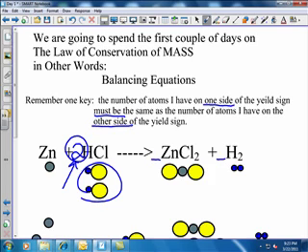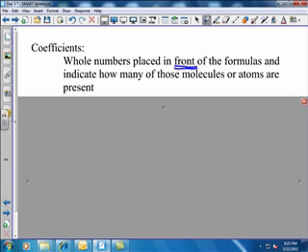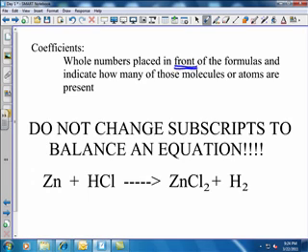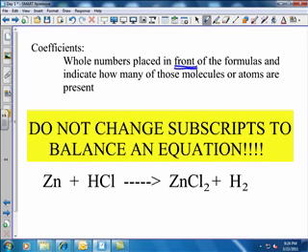And you notice I didn't take this HCl and write H2Cl to make it balanced, because HCl is the correctly written formula, so you can't change the formula. And that gets me into my next major thing here. Do not change subscripts to balance an equation.